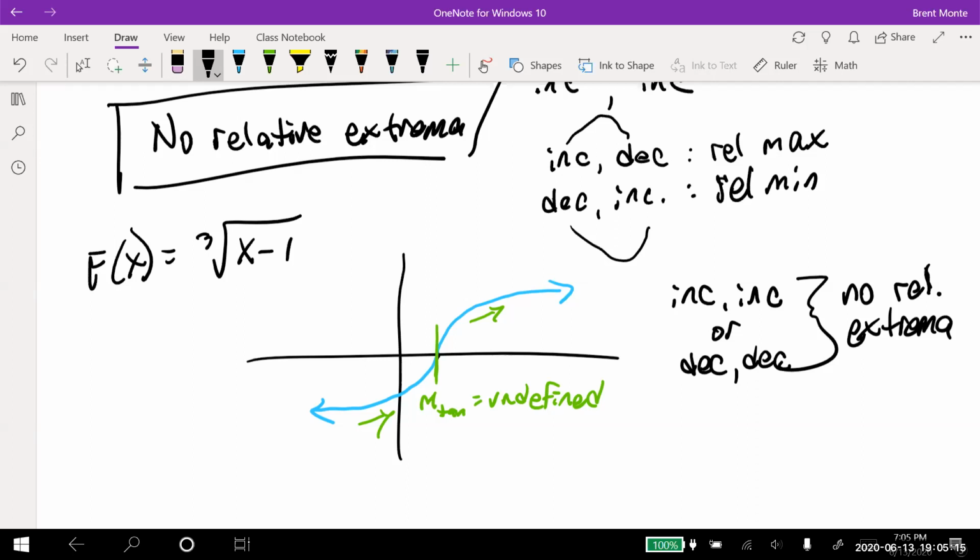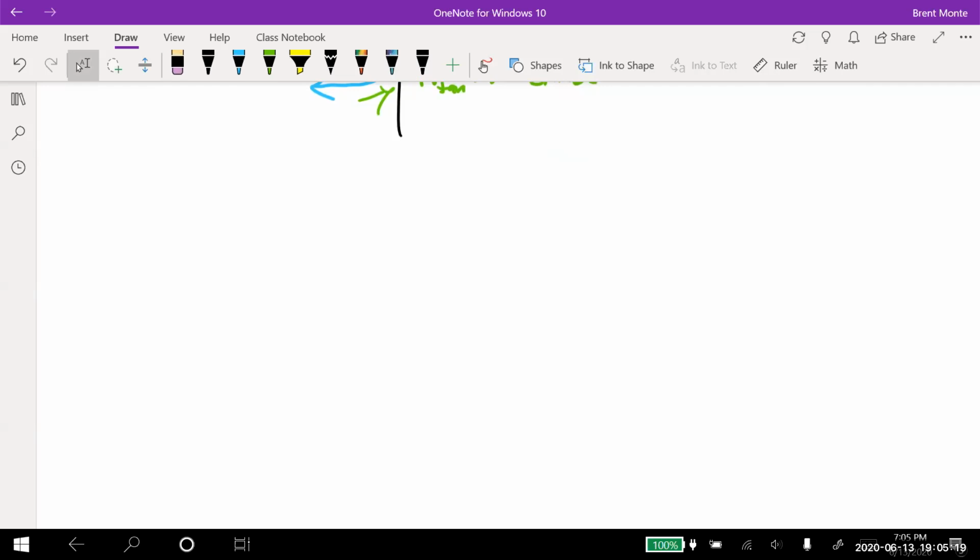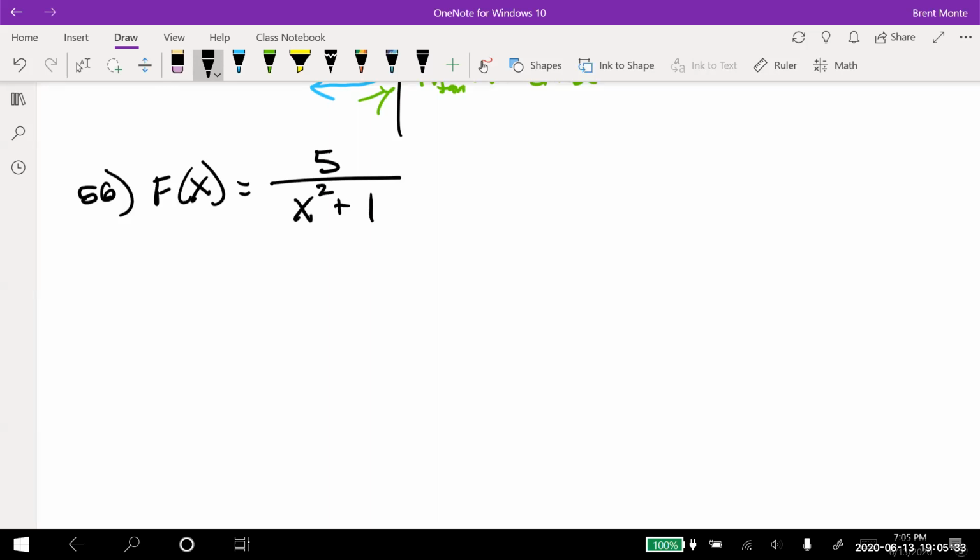Okay, so I've got one last problem in here. It's another f of x problem. It's problem 56. Capital F of x equals, and this time it's a fraction. The numerator is 5, the bottom is x squared plus 1. And there's a couple things here I want to explain to you. Okay, again, it just says find all relative extrema.